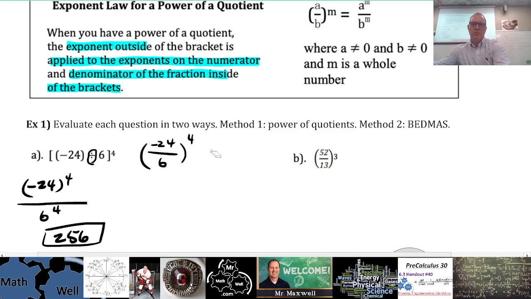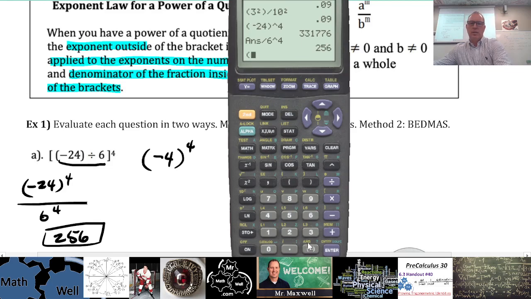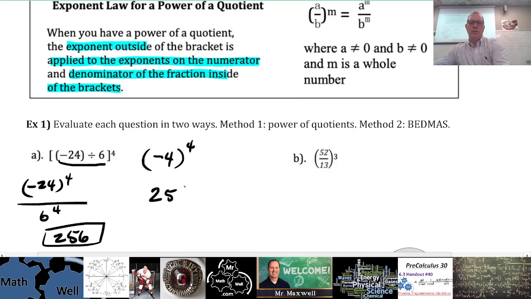Okay. Now, let's do BEDMAS just to check. So what is negative 24 divided by 6? Let's evaluate that first. What is that? Negative 4, right. So negative 4 to the power of 4. Let's check that one out. Bracket, negative 4 to the power of 4. Look at that. 256 as well. So the first one was the answer we got using our rules, and then this one is also using BEDMAS. Whoops, 256. Oh, goodness. 256. I have 4 in my brain.